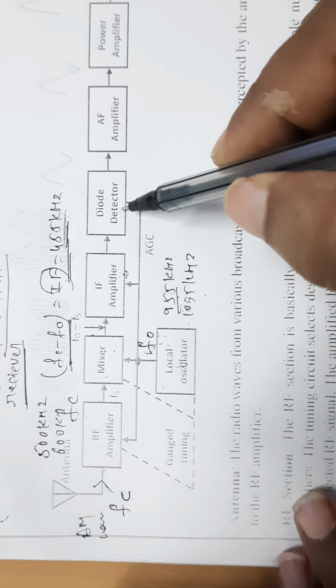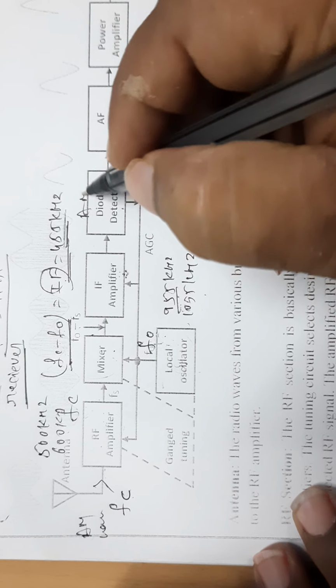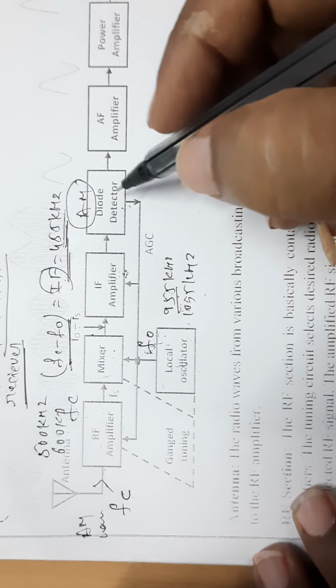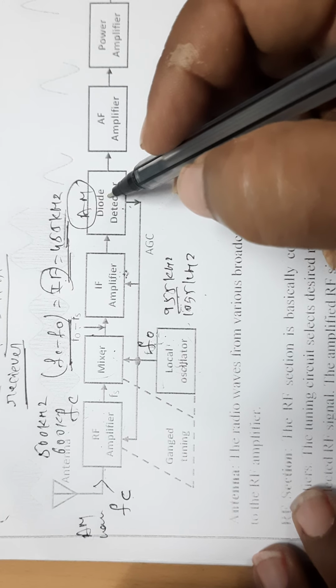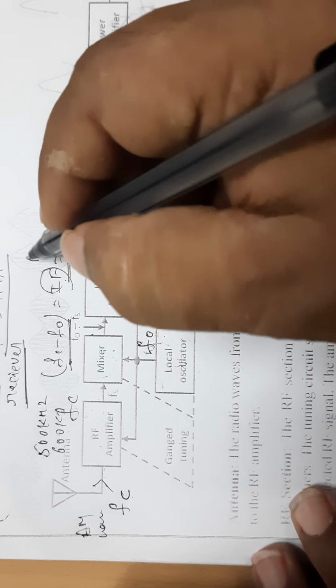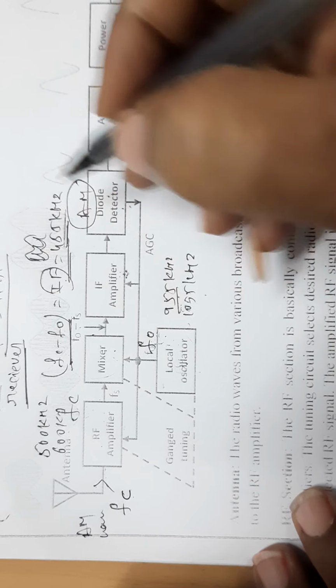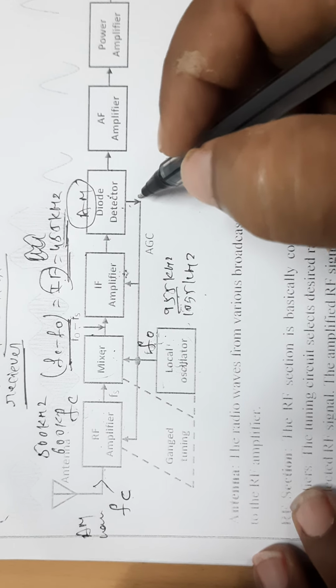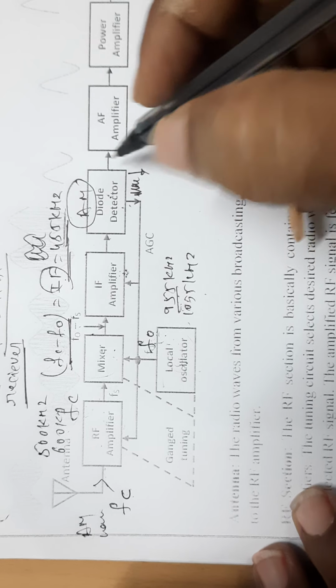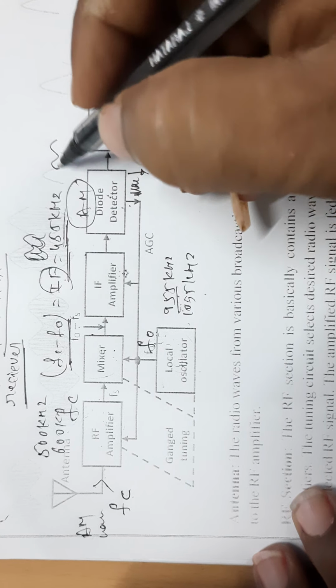detector, AM detector. There are different AM detectors. This will detect the low frequency from the high frequency. Here this is our AM wave. When it is made to pass through this detector, it removes the high frequency to the ground and produces only the low message signal.